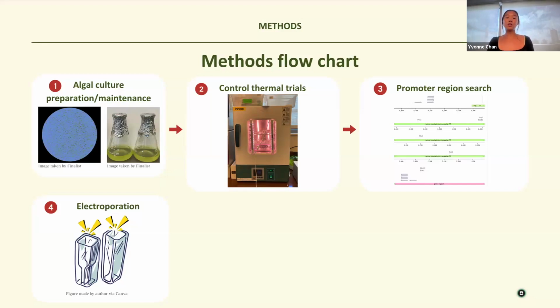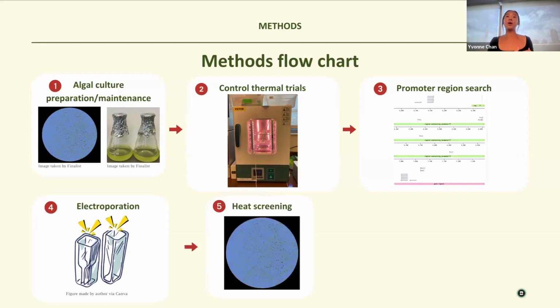To search for the specific colonies that were able to take up the mutations we needed, I conducted a heat screening trial. This was basically where I placed all the transformant colonies into incubators at the thermal maximum temperature established earlier in step number 2. This is a temperature where they're supposed to die off.